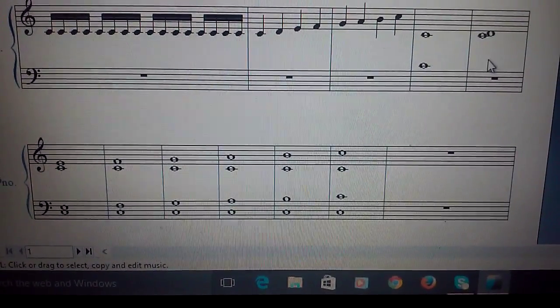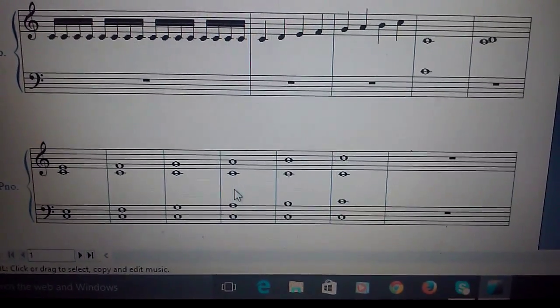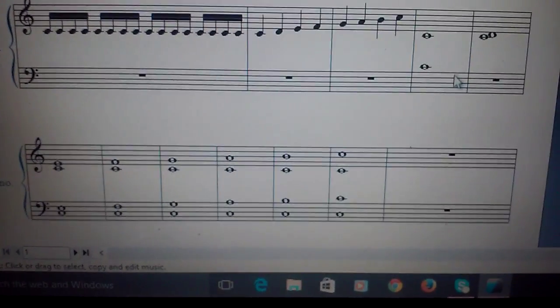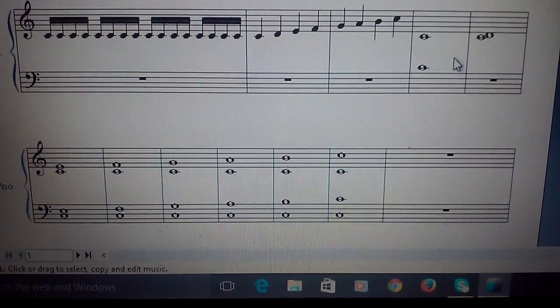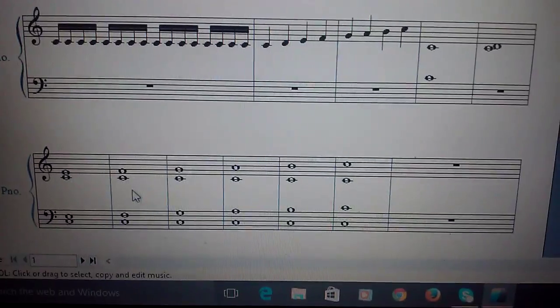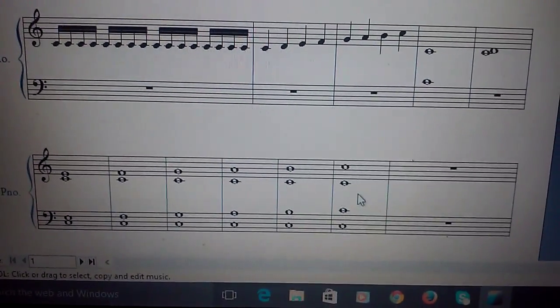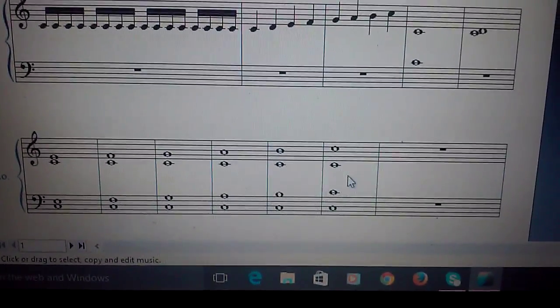So perfect, major, major, perfect, perfect, major, major, perfect. Perfect unison, major second, major third, perfect fourth, perfect fifth, major sixth, major seventh, and octave or eighth, perfect eighth.